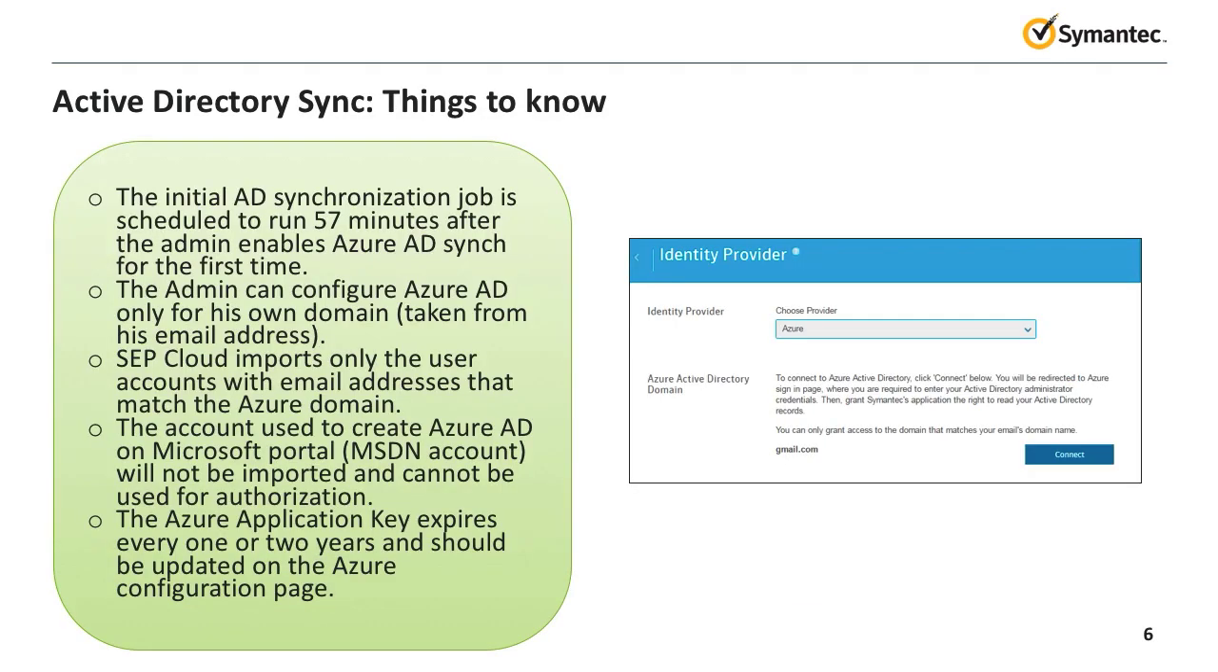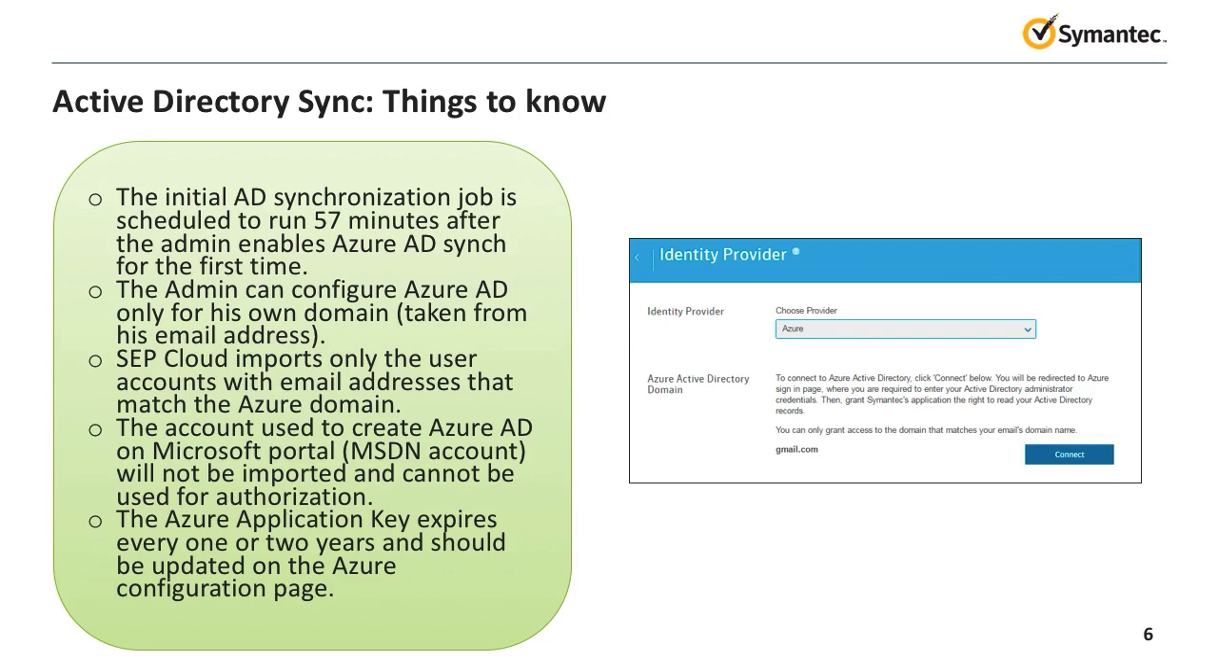Things to know about Active Directory synchronization. The initial Active Directory synchronization job is scheduled to run 57 minutes after the administrator enables Azure Active Directory synchronization for the first time. This allows the administrator time to configure the distribution list. The administrator can configure Azure authorization only for his own domain, which is taken from his email address.